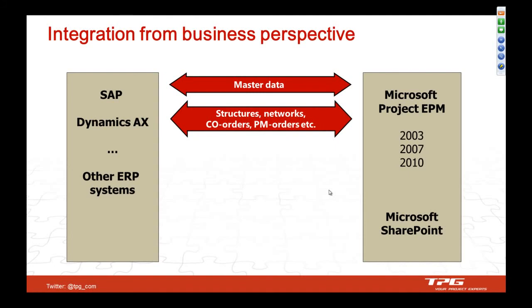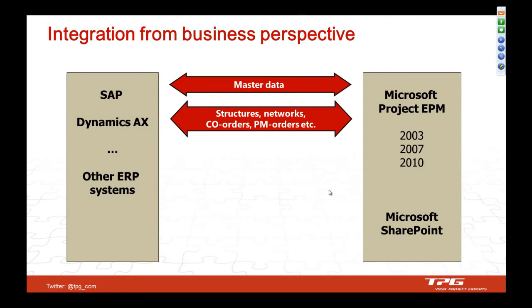This can be done by connecting structures or something like networks or something like orders in the other system, whatever makes sense and is applicable for this integration here. And we will talk about how this can be achieved later on with some more details about the different approaches in terms of connecting and mapping the two systems with the best possible approach.